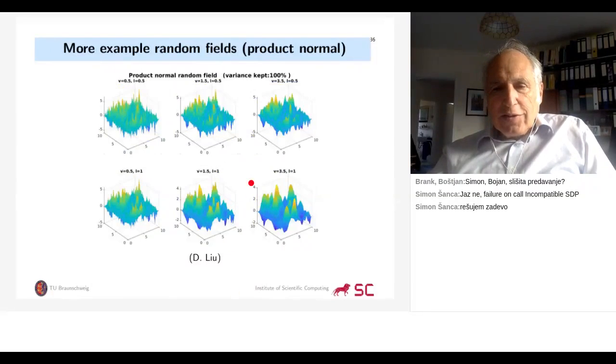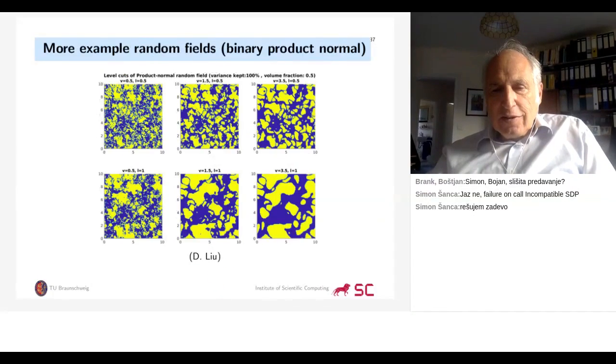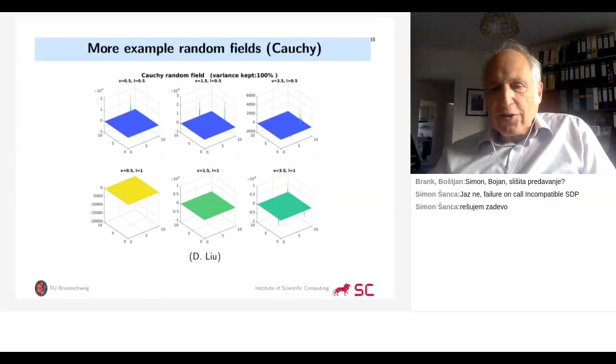This is a product normal field. Again, increasing smoothness, increasing correlation length. And this is what the binary field looks like. The binary fields look very similar, although the random fields are very different. There's a theory which explains this, but I will not go into it.